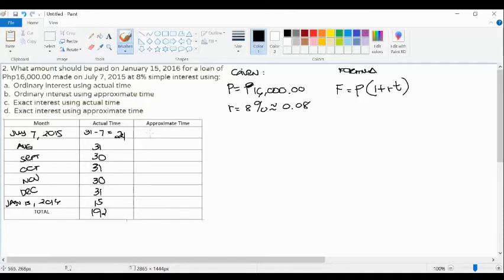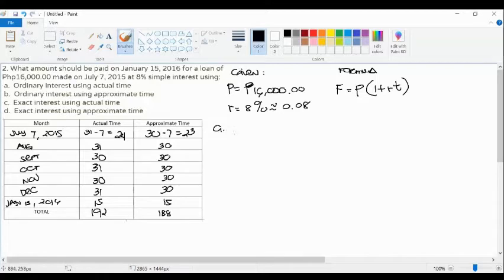Next, let's compute for the approximate. That is 30 minus 7 is equal to 23. And then 30, 30, 30, 30, 30, 30. And lastly, 15. It will give us an answer of 188 days. So therefore, we have 192 days for the actual time and 188 days for the approximate time. Okay, let's proceed to each question.